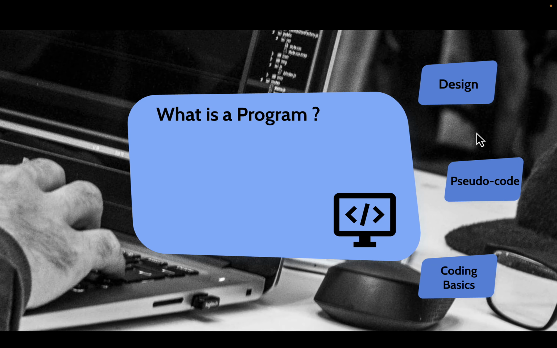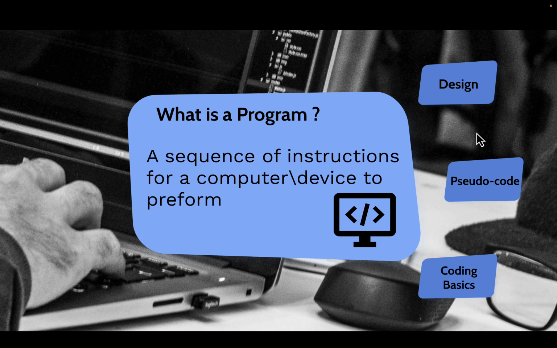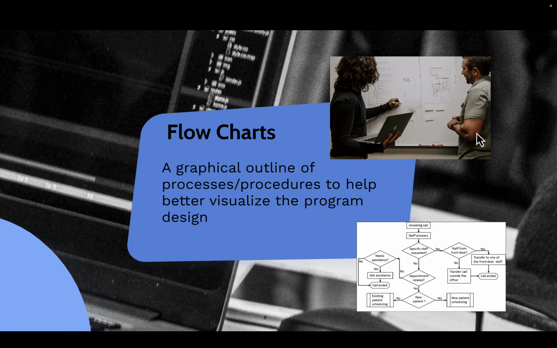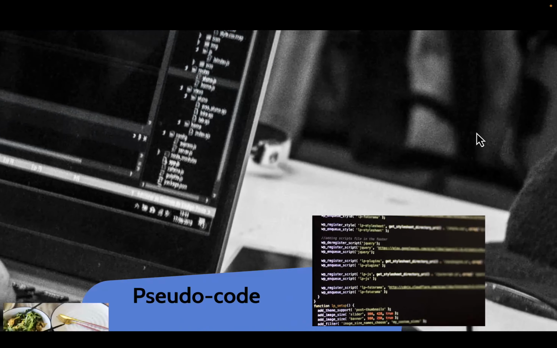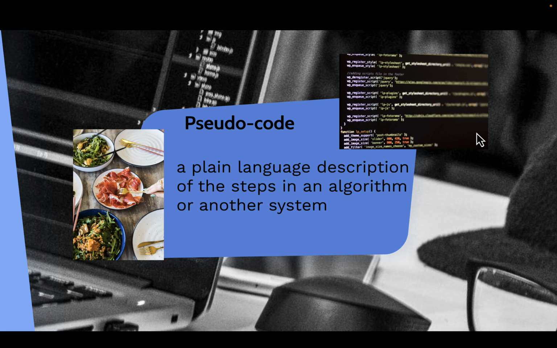So if we look at what a program is, again, it's going to be a sequence of instructions, or basically blocks of instructions for a computer device to perform. Now, before you start coding, more involved code typically involves some kind of design. And typically that is done with the use of flowcharts, which is a graphical visualization of the program. So something like this. It helps you better understand what needs to be done and how the code needs to be written. Another way is utilizing what we call pseudocode.